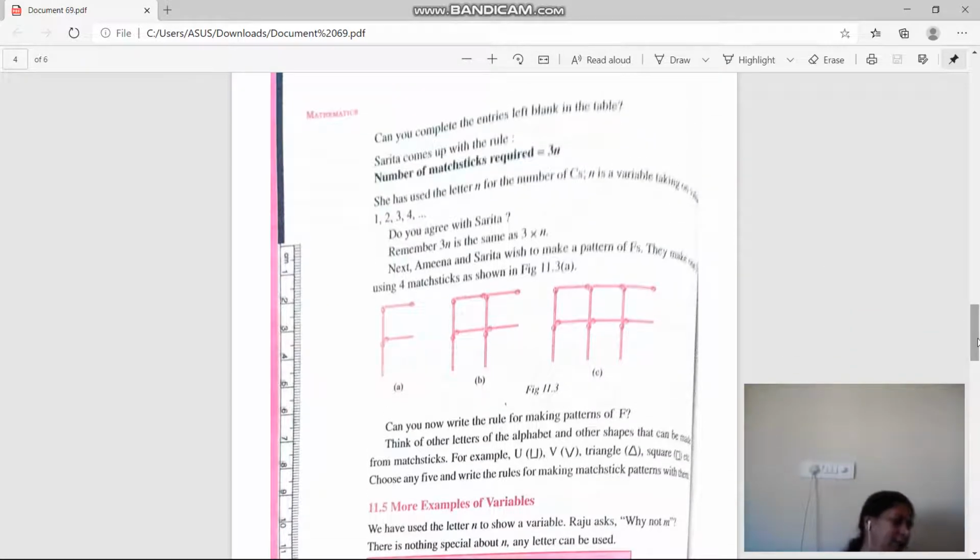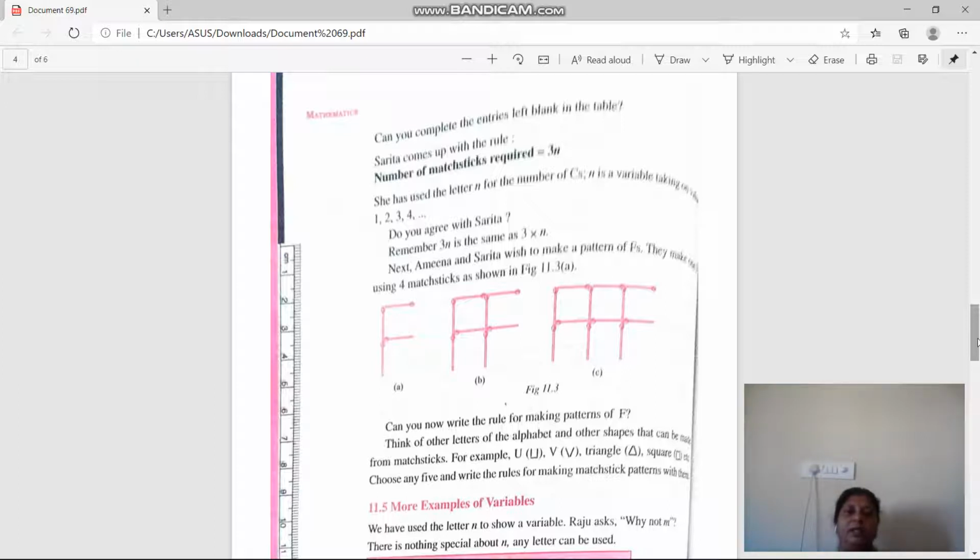Can you complete the entries left blank? Of course, we can complete it. The rule will be: number of matchsticks required is equal to 3n, and n stands for the number of the letter C. Here the letter n is used for the number of C's, and the variable n takes values 1, 2, 3. Do you agree with Sarita? Remember, 3n is the same as 3 into n.